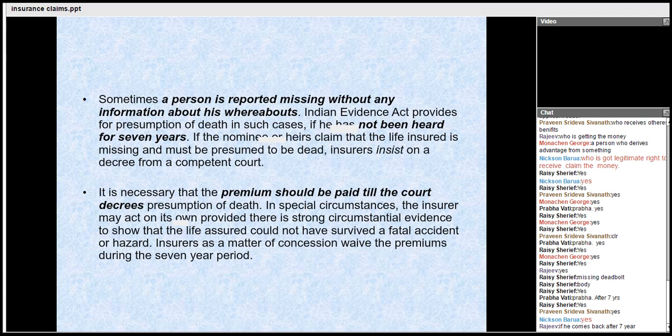The exclusions are intentional self-injury, attempted suicide, immorality, intoxication, and engagement in aviation. If I am not able to contact my family, I will be declared as dead. Other than that, if I come back, then obviously I will be considered as living. Okay.